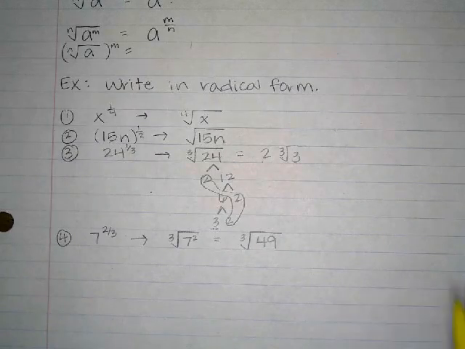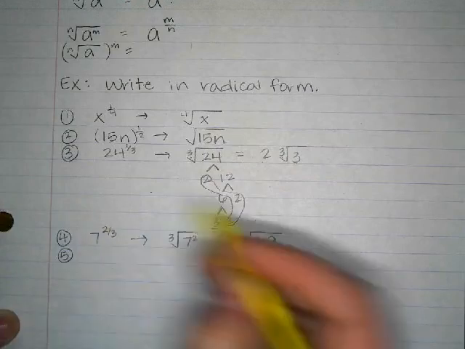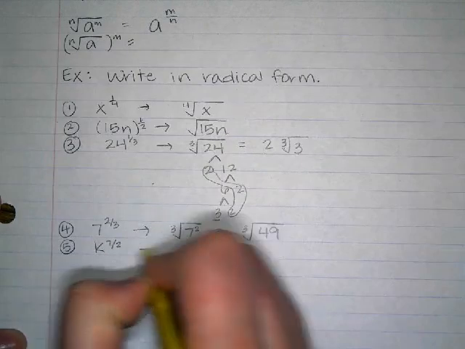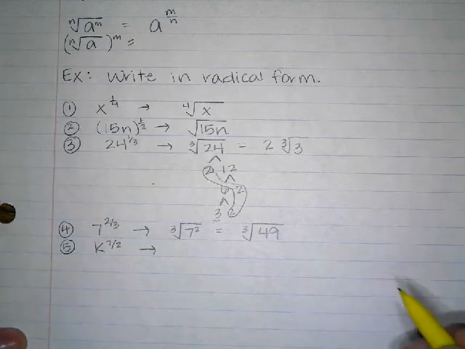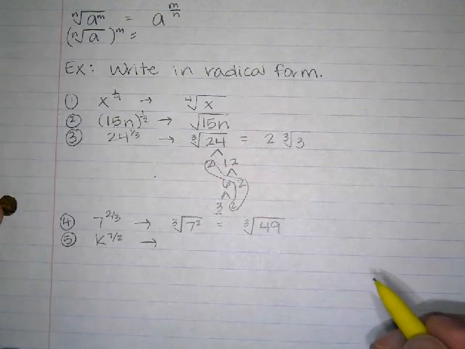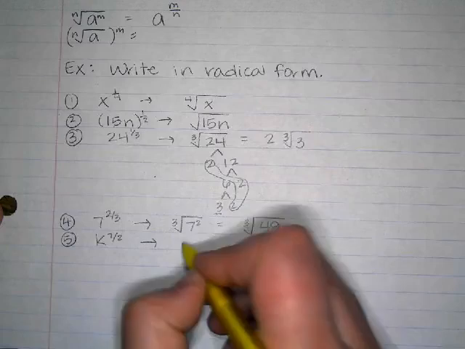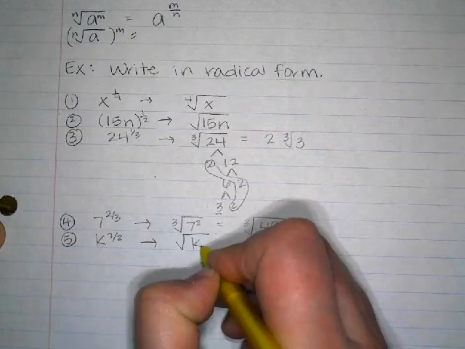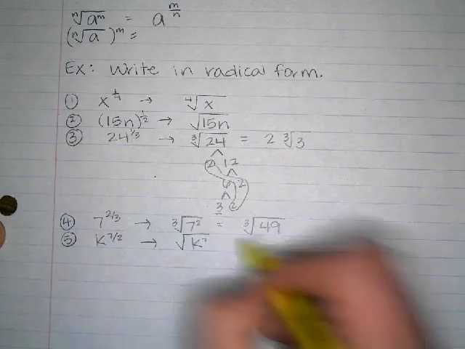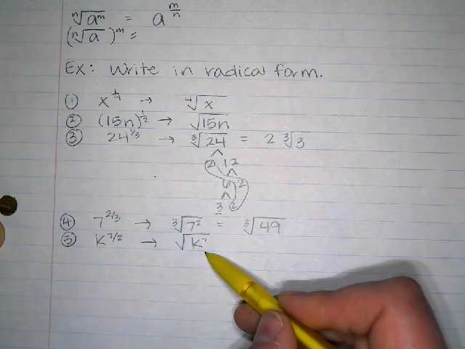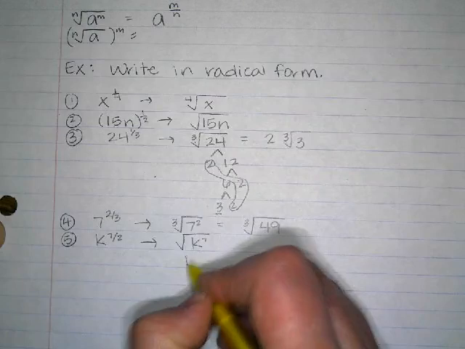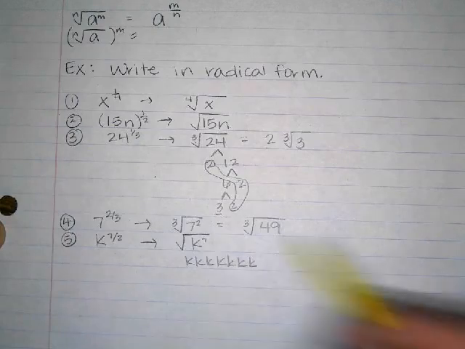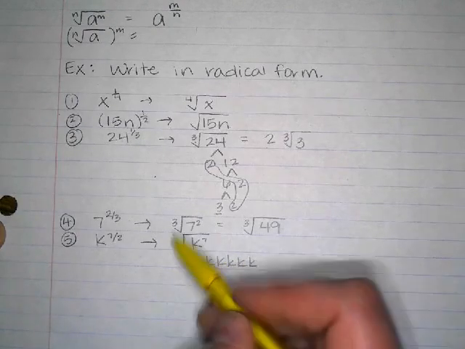Okay. Let's try this one. We're going to do k to the 7 halves. So what type of radical? Square root. What's inside? A k to the 7th. Okay. Now, can this be broken down at all? We can put it into groups. So I'm going to have 1, 2, 3, 4, 5, 6, 7. And I'm going to look at how many should be in each group. 2, it's a square root, so I'm looking at pairs.